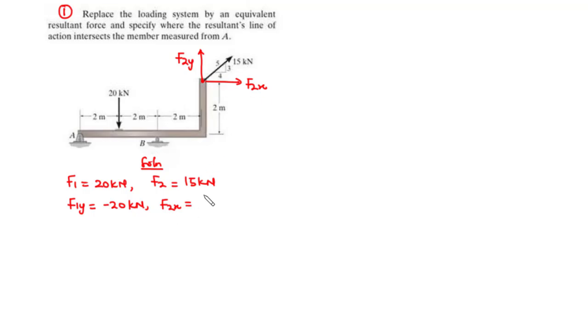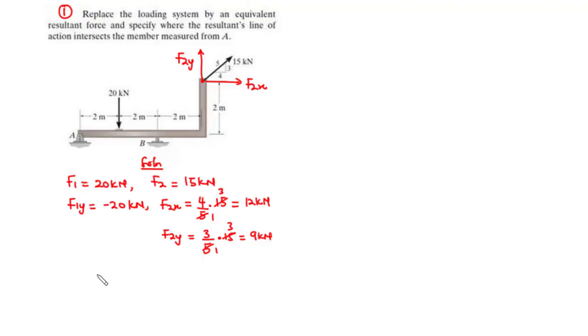F2x corresponds to 4, so we are going to have 4 divided by 5 times the hypotenuse, which is 15 kilonewtons. So 5 goes here once, 5 goes here 3 times, 4 times 3 is 12. So we have 12 kilonewtons for F2x, and then for F2y, still using the small slope triangle, F2y corresponds to 3. So that becomes 3 over 5 times 15, and that is equal to 9 kilonewtons.